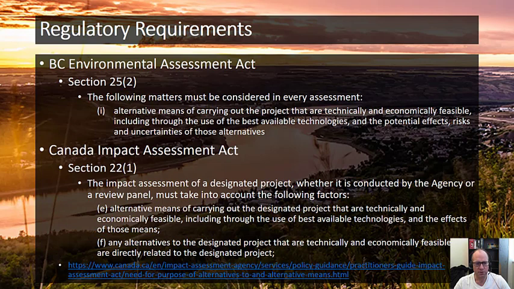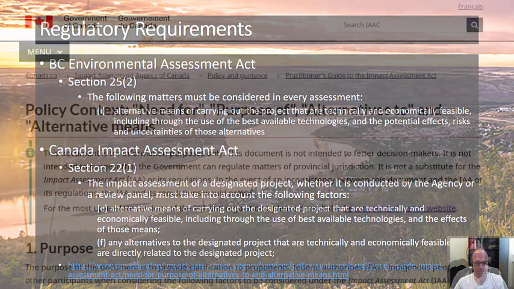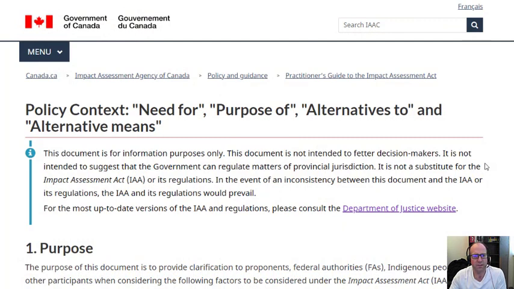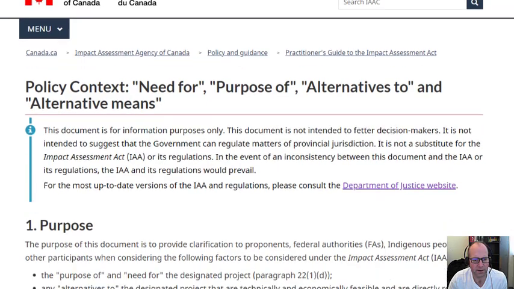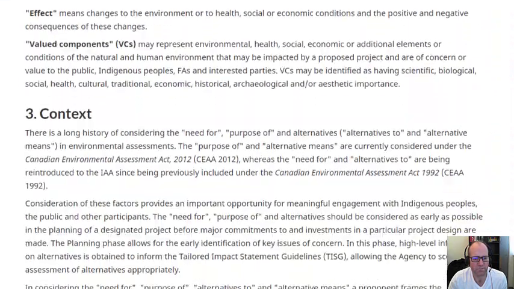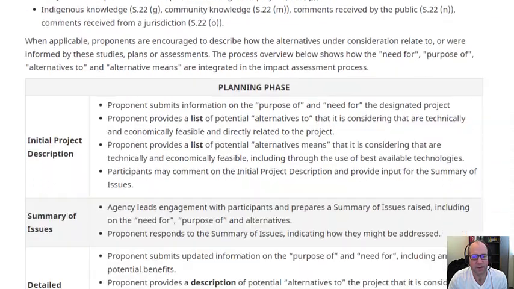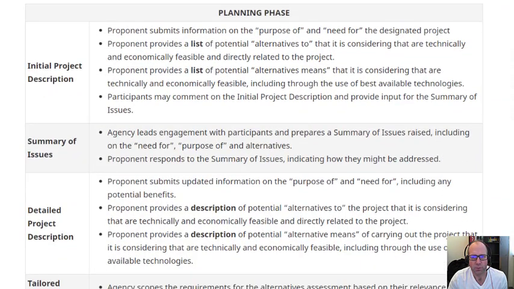But first, I'm going to go to the Canada Impact Assessment Act policy page and just highlight a couple of things there. Okay, I'll just spend a minute or two looking at the Impact Assessment Agency of Canada's website. It's got some interesting parts here about alternatives assessment. I've posted the page on Canvas, so please read the whole page, but I will just focus on a couple of places.